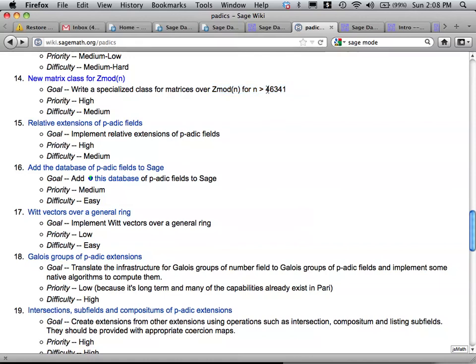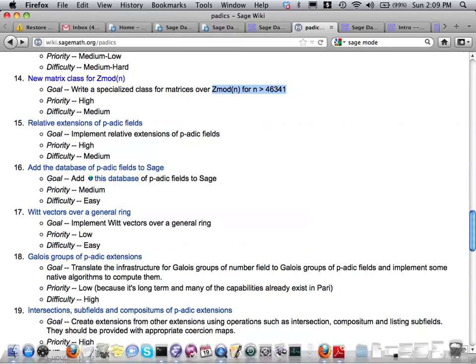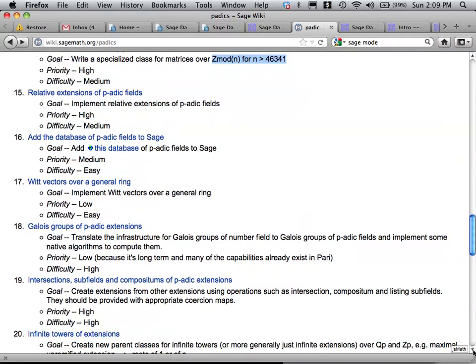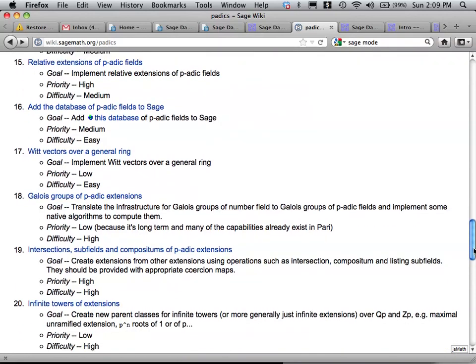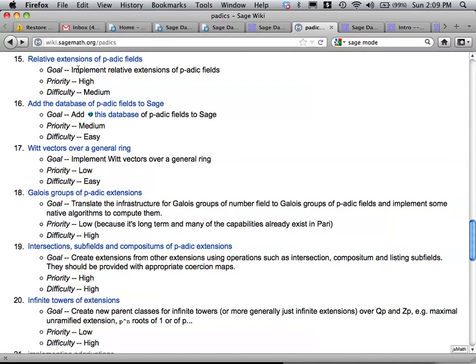This is related to an implementation question which came up: there's a specialized class for matrices over Z mod n for n less than 46,341, which is where the square fits inside an int, I think. I don't know exactly where that cutoff came from, but once you get above that cutoff, things slow down a lot. This is not tied very tightly to p-adics, but it was something which went on this list.